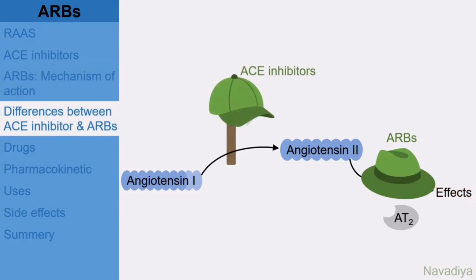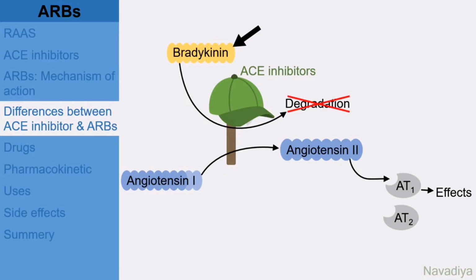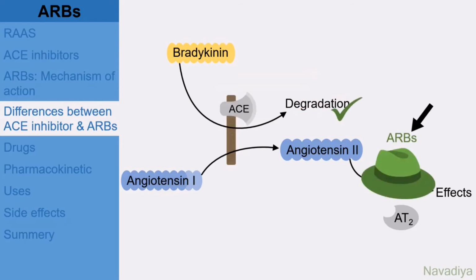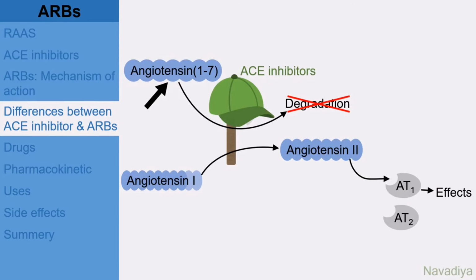The overall effect of ACE inhibitors and ARBs is the same, that is, decreasing the effect of angiotensin II. Both the groups share some common features, like some common uses and side effects. That said, there are some differences. A clinically important difference is, with ACE inhibitors, bradykinin degradation is blocked. So bradykinin level increases, which causes side effects like cough and angioedema. However, with ARBs, bradykinin degradation is intact. So cough and angioedema are less frequent with ARBs. Similarly, angiotensin 1,7 level also increases with ACE inhibitors but not with ARBs.